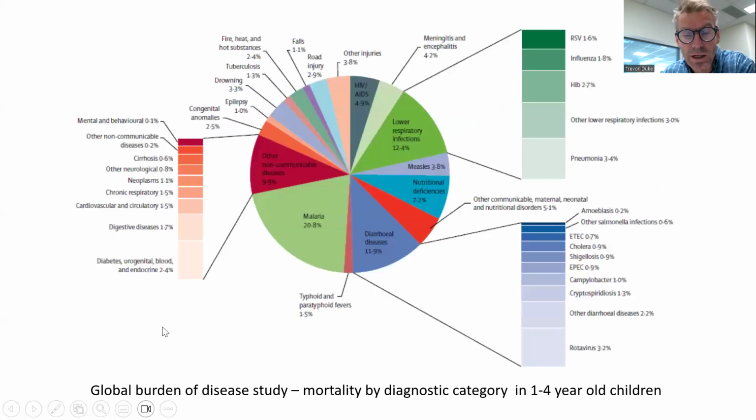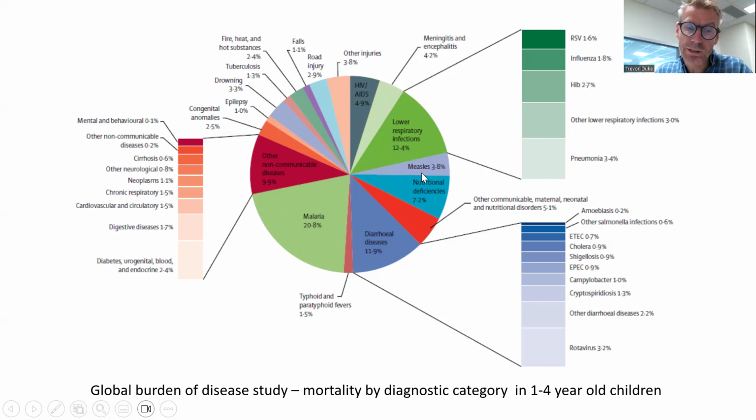You've seen these pie graphs before. This is a pie graph of all the causes of mortality in children under the age of 5. Mostly we focus on acute respiratory infections and other infectious diseases, diarrhea and malaria and HIV and measles. But this is globally in children under the age of 5, the Global Burden of Disease Study.